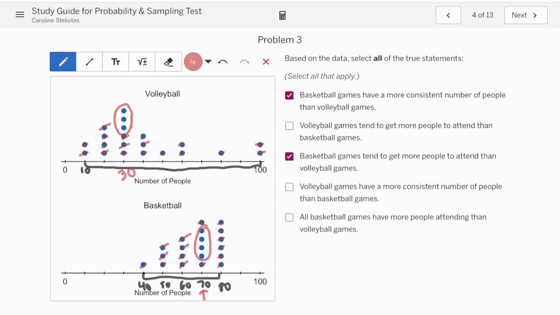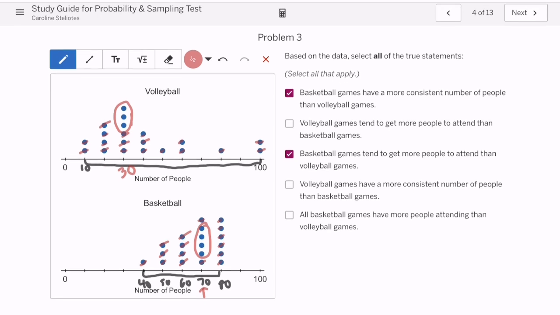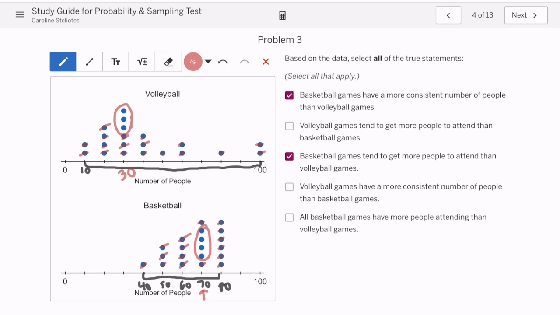And then lastly, we have all basketball games have more people attending than volleyball games. That is not true, right? There are 2 volleyball games where we had 100 people, and the maximum for basketball is 80 people. So we have more variability for the volleyball games. It's more spread out. It depends more. So it's not always true that basketball games have more people. It's just more often the case.